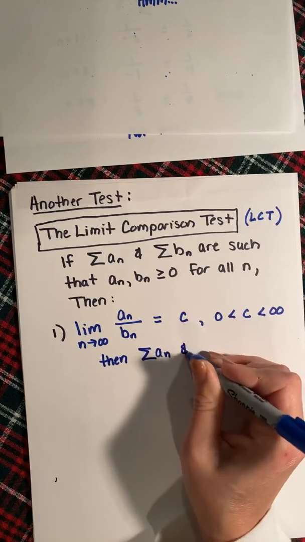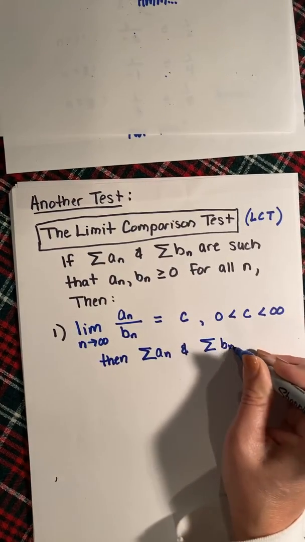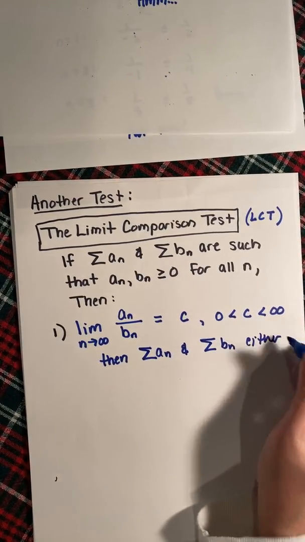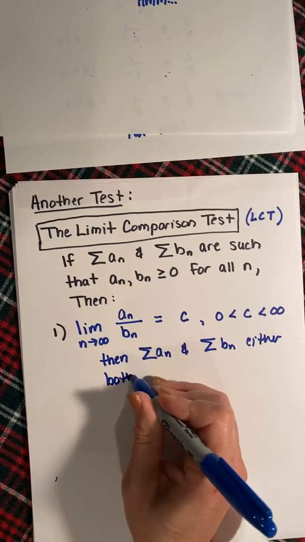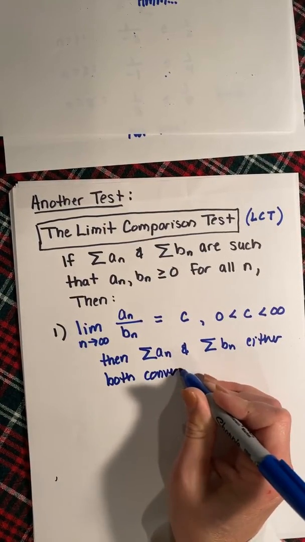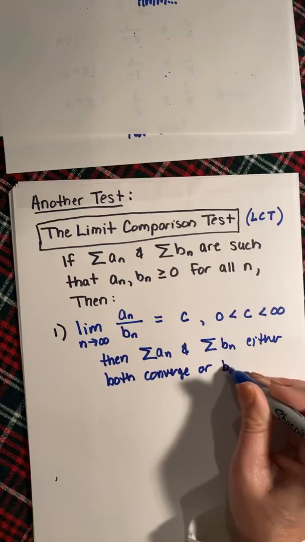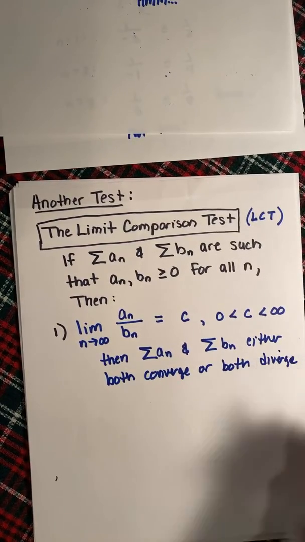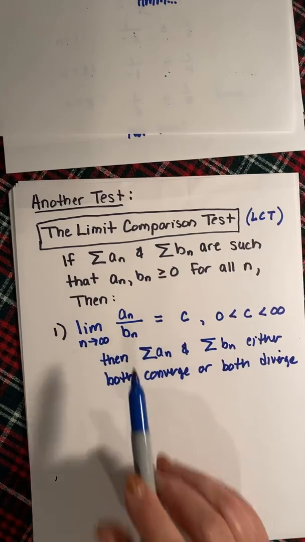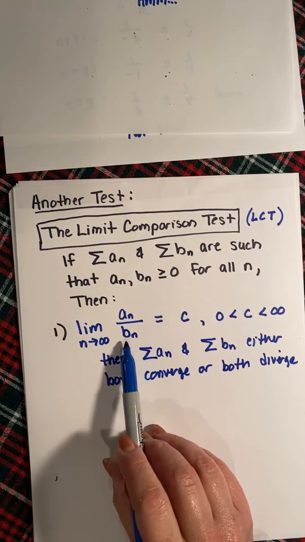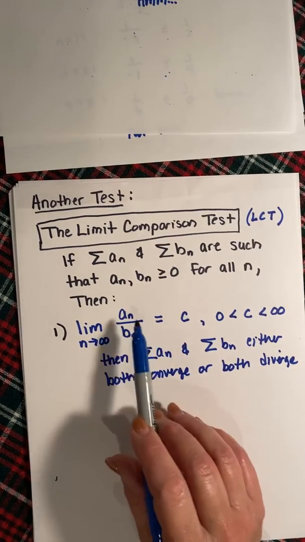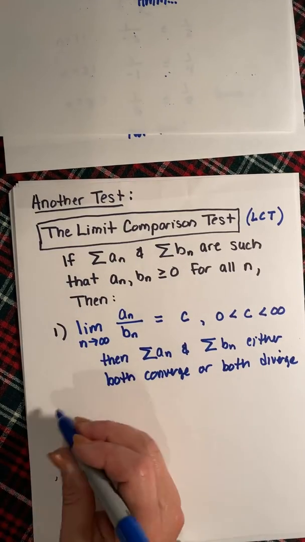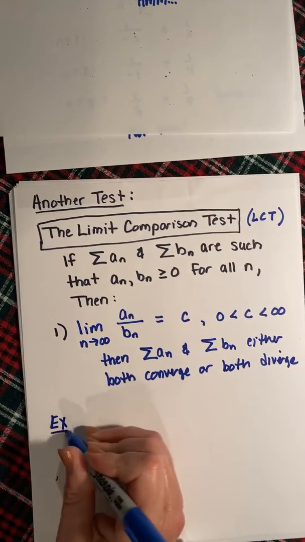AN and the series BN either both converge or both diverge. So what we typically do is we let BN be a series that we know how it behaves, and then we compare it to AN. So let's revisit this guy.